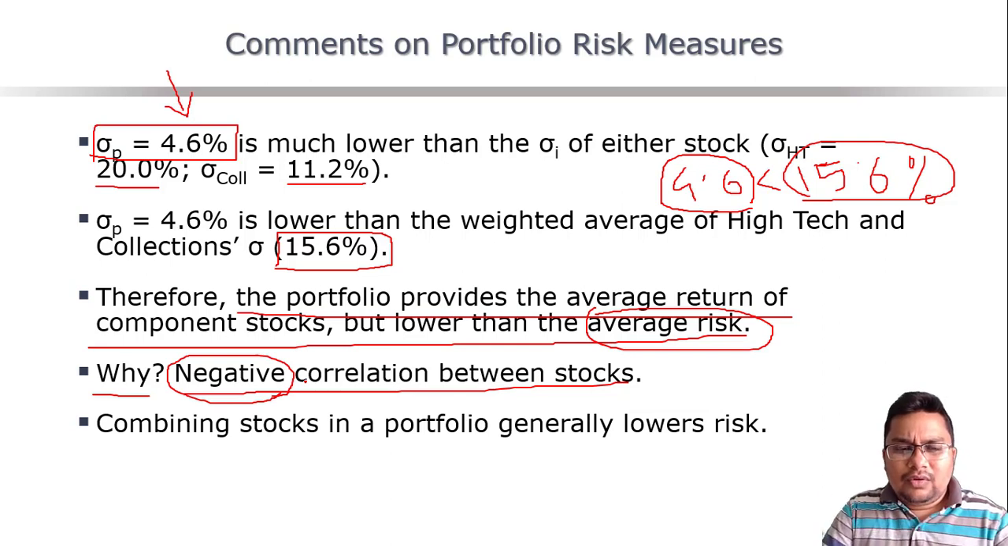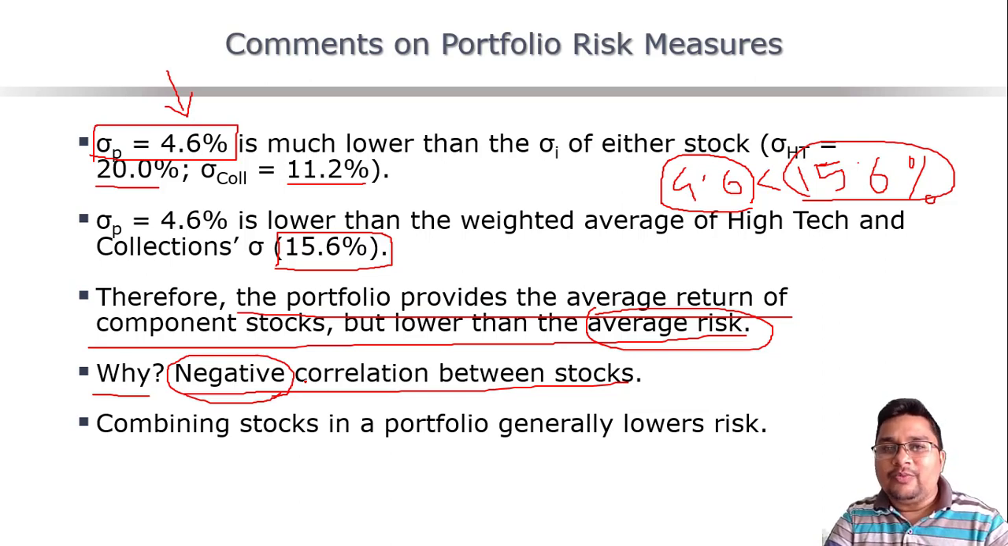So if you want to express it in a different way, you can say that when you invest in two stocks together, sometimes the loss of one security is covered up by the profit from the other security. So what happened? The overall variability of the portfolio return actually reduces. This is the benefit of diversification.